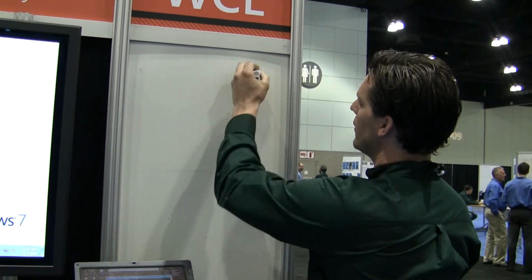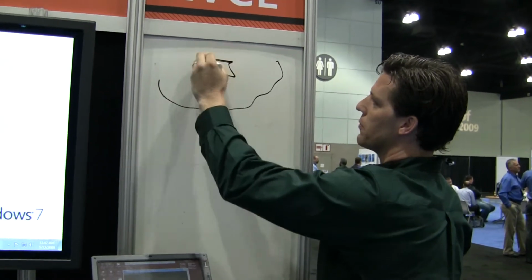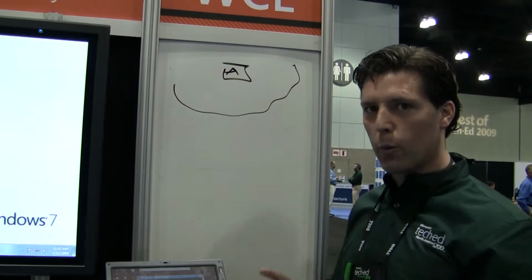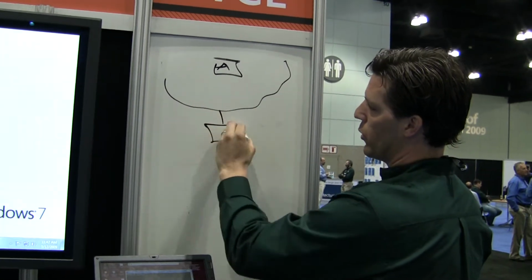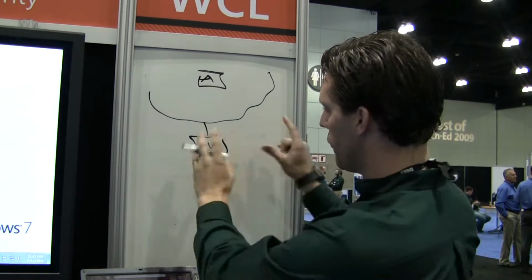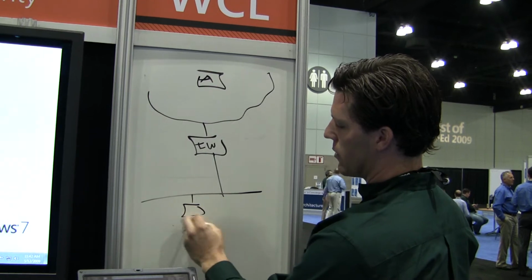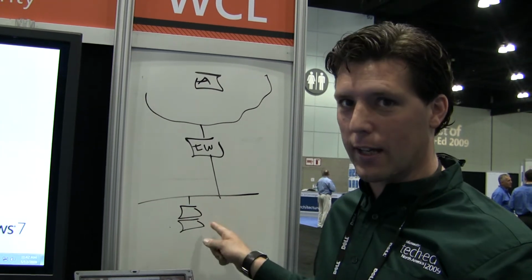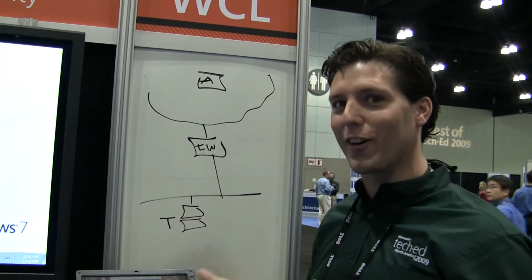So this is the internet right here. The web. And on the web we have an attack machine. And we are going to target an enterprise environment with a firewall and internal networks, and this particular client on the inside of that network. So this is the T, the target.